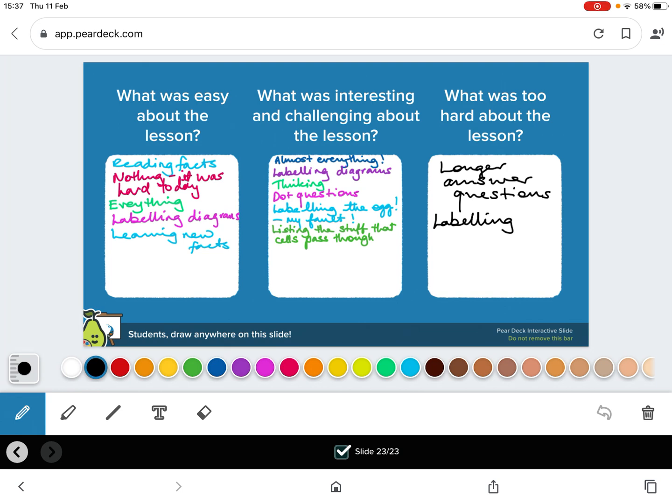So we need to try and think about that. The second box asks for two things. I'm not sure whether you thought that interesting and challenging were the same thing. You need to try and think about how you felt about the different aspects of the work. What was too hard? People said longer questions. These are a little more challenging because you do have to link several pieces of information together. Labeling diagrams. I'm not sure if this was challenging because you didn't know what the labels were or because writing on the slide was challenging.